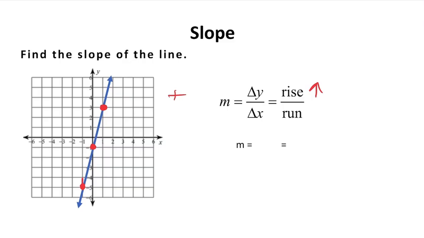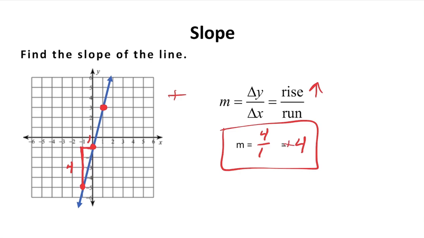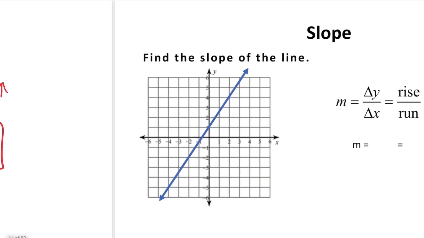So I'm going to go up 1, 2, 3, 4. I went up 4. I went across 4 squares. I went right 1. So my slope is 4 over 1, which reduces to 4. And that makes sense. It's a positive number, and it's a pretty steep line. The bigger that number gets, the steeper your line gets.